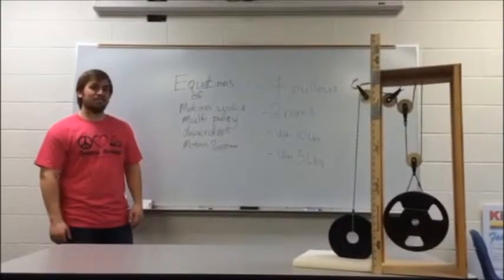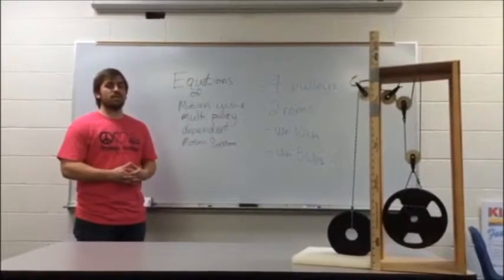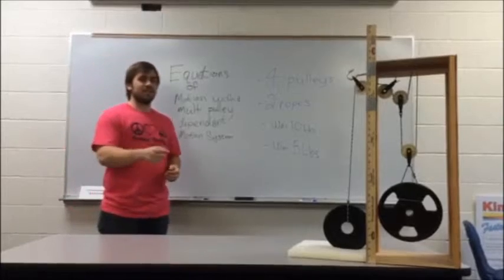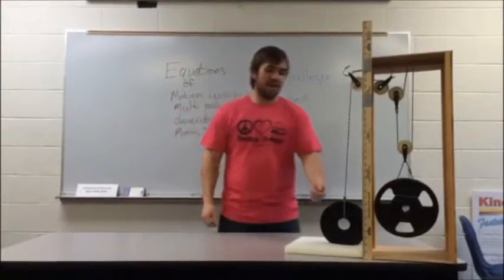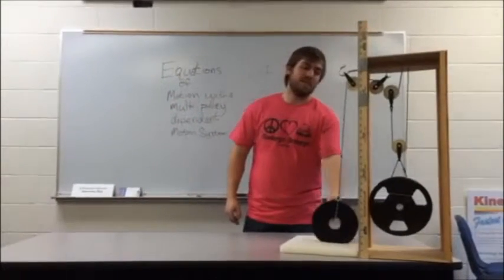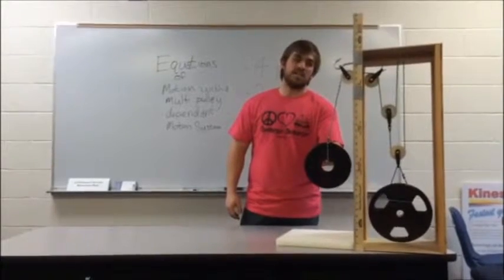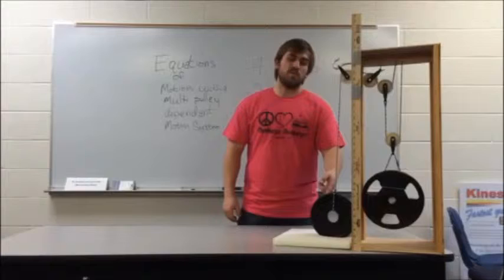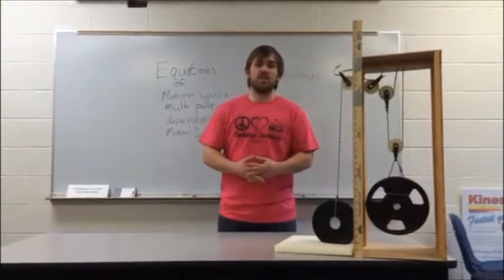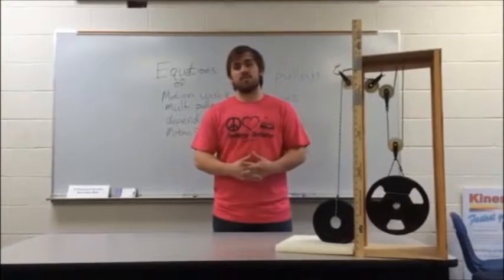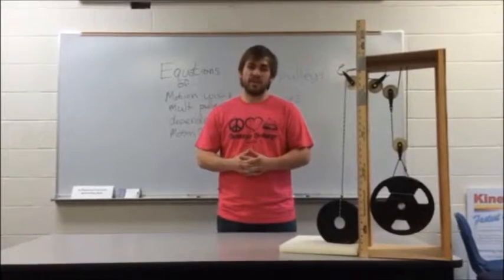For our project, we had to demonstrate equations of motion with a multi-pulley dependent motion system. This is our apparatus, in which mass B is 5 pounds and mass A is 10 pounds. As you can see, mass B can easily lift mass A, which is twice its weight. In this video, we're going to show you exactly how this is possible, as well as find acceleration.